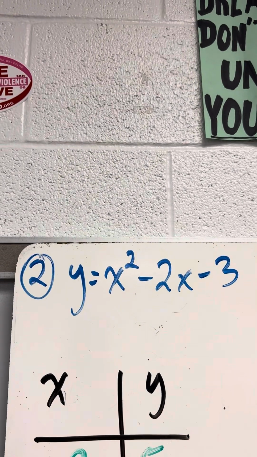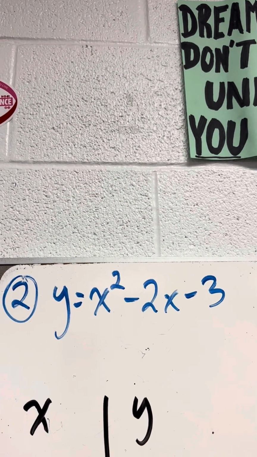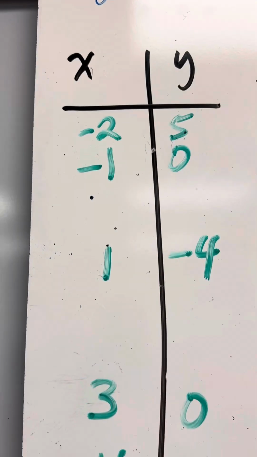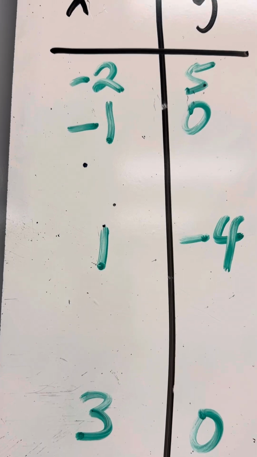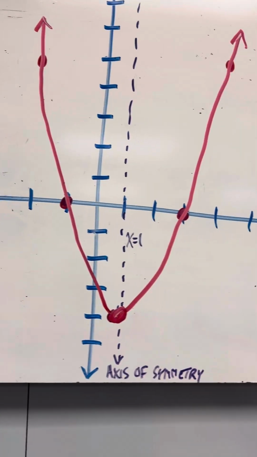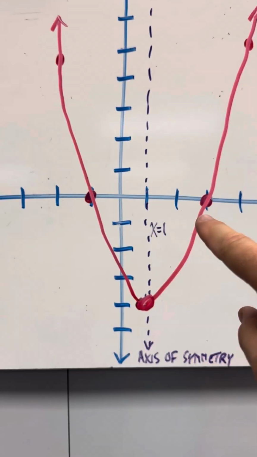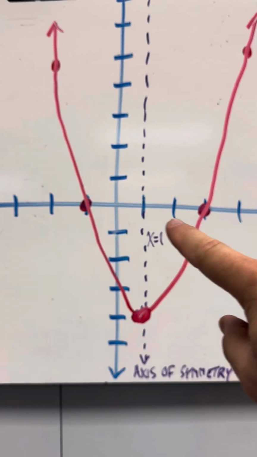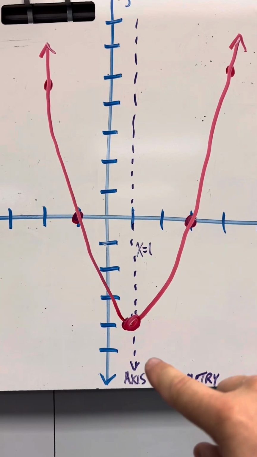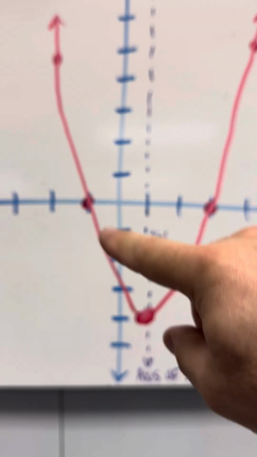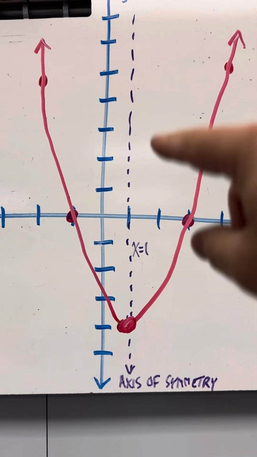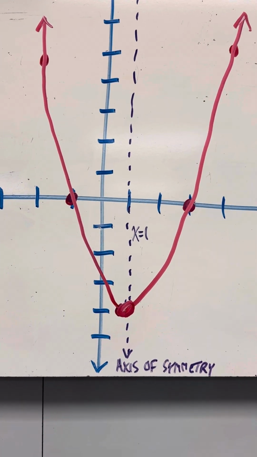y equals x squared minus 2x minus 3. All right, so 3 times 1 is 3. I'm going to use 3 and negative 1, and find that when I plug in 3 and negative 1, that gives me 0. So I'm going to get 0 at negative 1 and 3. Those are my roots, negative 1, 0 and 3, 0. I'll find that at 1, that's the bottom of my graph. That's the base. And so x equals 1, once again, is my axis of symmetry.